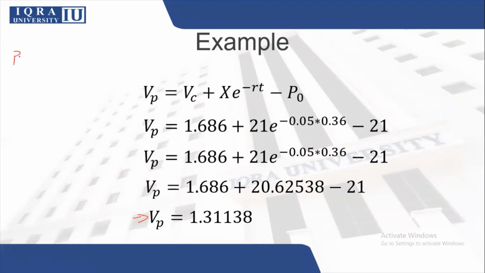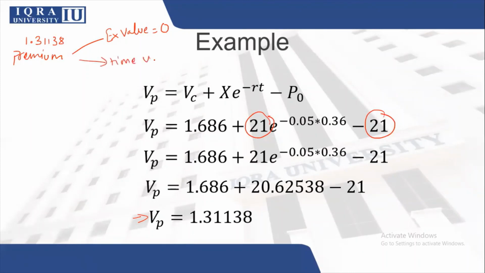Again, this is the complete premium, right? 1.31138. What is the exercise value or the intrinsic value? In this case, it is also 0, because even over here, your exercise price and your spot price are equal. So this is 0. So this is just your time value. You should be able to differentiate between exercise value and time value. And that is it.